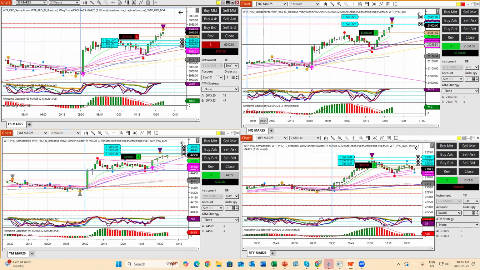Got in at 44,510. Excellent. So that was just at the close here. Excellent. On the YM, or just below. Great. Okay. Oh boy, we just missed our target in the NQ.